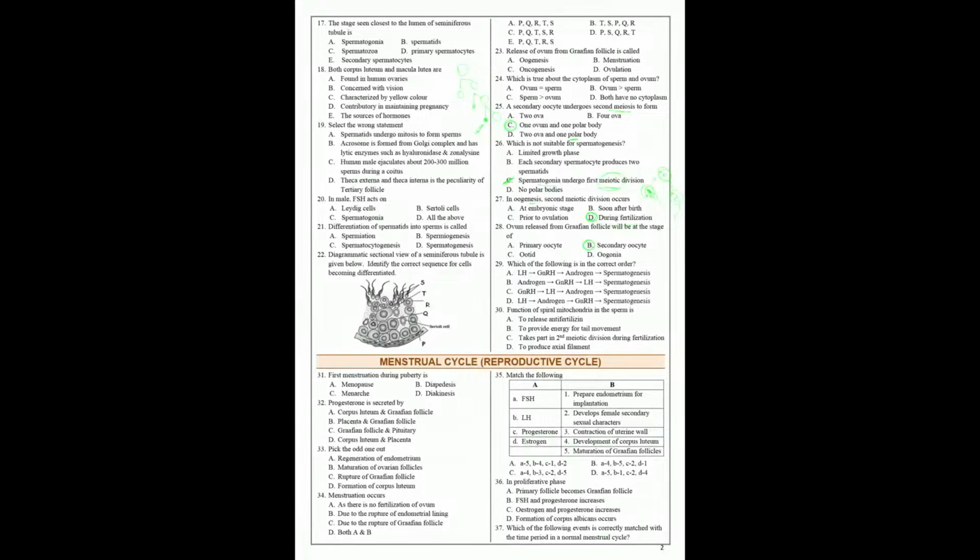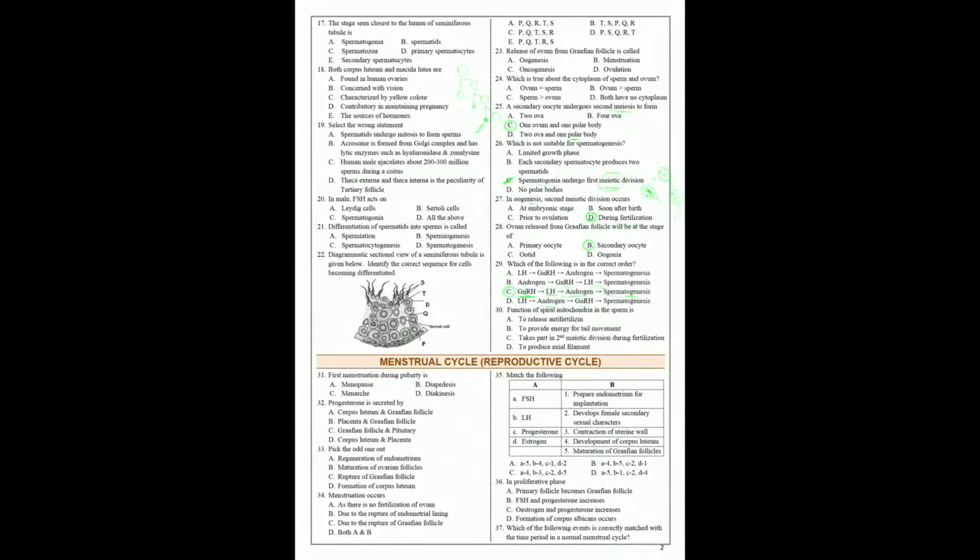Which of the following is in the correct order? LH, GnRH, androgen, spermatogenesis. LH will undergo the production of androgen, then GnRH, no. GnRH, yes, this will be the correct answer. GnRH produces LH, produces androgen and promotes spermatogenesis. So this will be the correct answer, C. GnRH produced by the hypothalamus will trigger the production of LH, which acts on the Leydig cells, and that will promote the production of androgen, and then that will promote spermatogenesis.